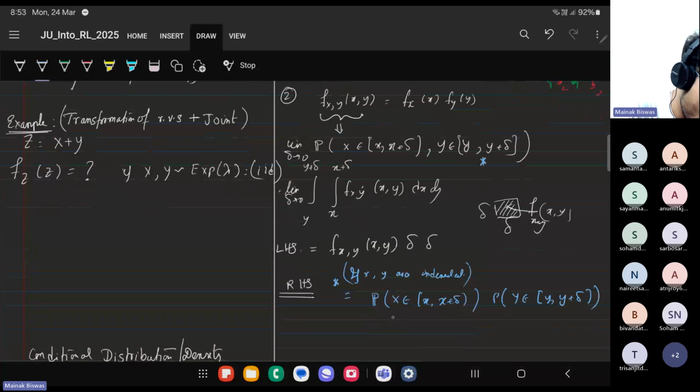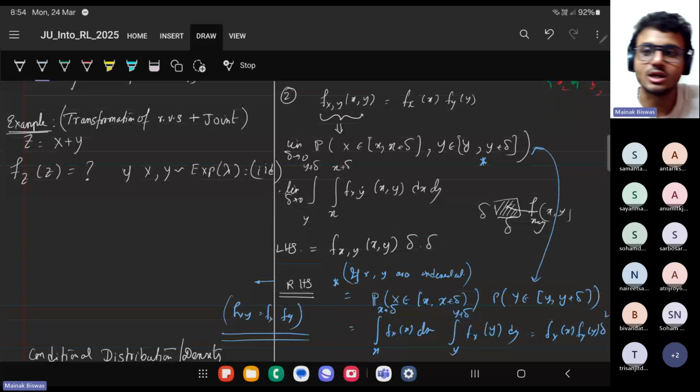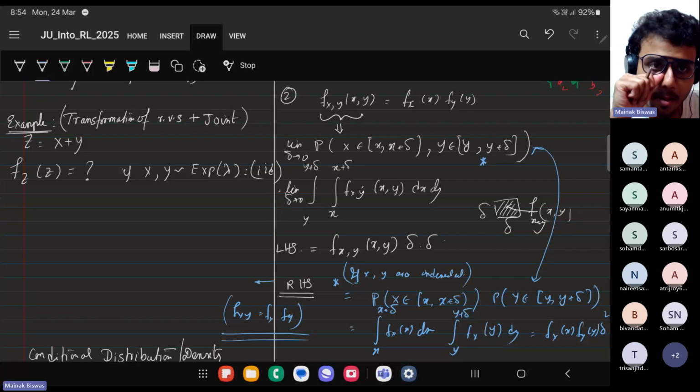So this is the integral of f of x dx from x to x plus delta, and this is the integral of f of y dy from y to y plus delta. This is again f of x, f of y, delta square. So now LHS and RHS, I am seeing both are same because of these two. So I can clearly say f of x, y is same as f of x into f of y. So everything products out. So your condition for being independent is either you product out the CDFs or you product out the PDFs. Okay, fine.